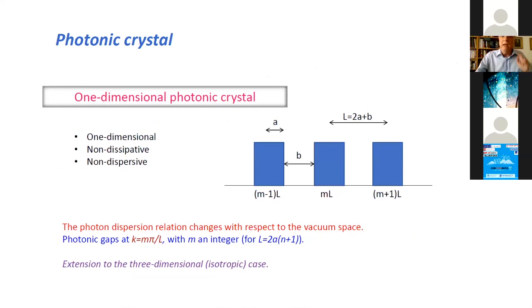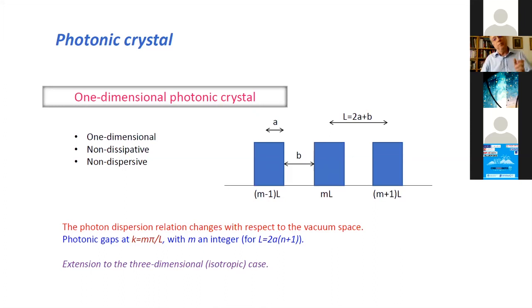Let's briefly see what a photonic crystal is. This figure shows a simple example of a one-dimensional photonic crystal that is given by dielectric layers of thickness 2a that are placed periodically in space and separated by distance b. These dielectric layers are infinite in the two other directions. So L equal to a plus b is the periodicity of the photonic crystal.